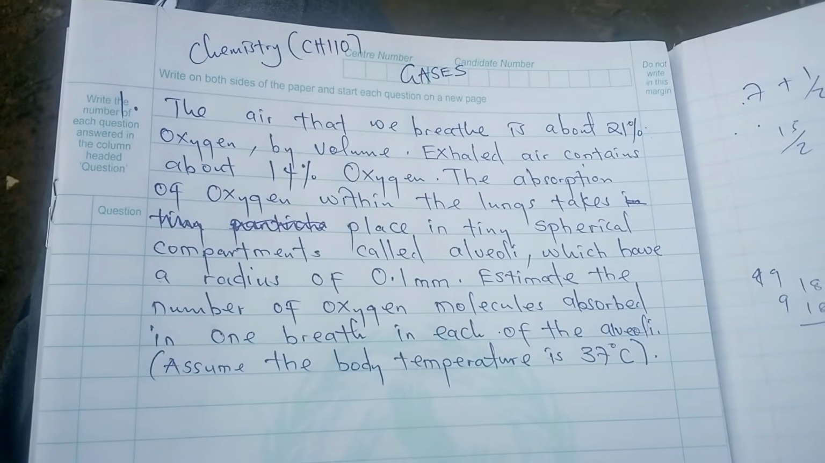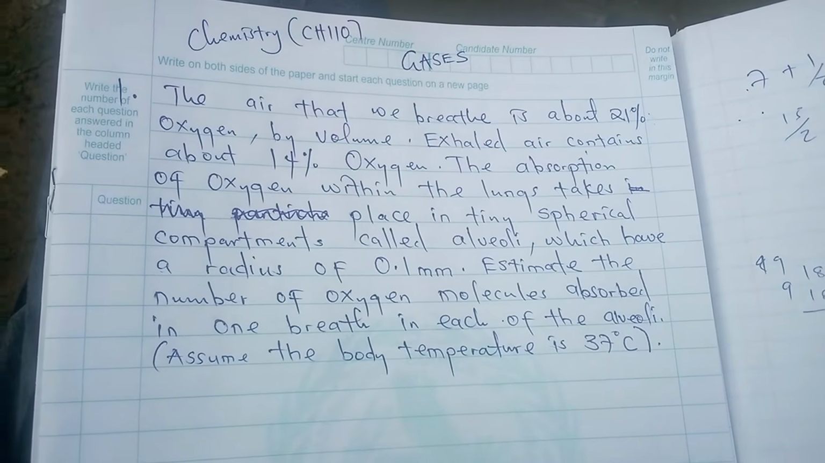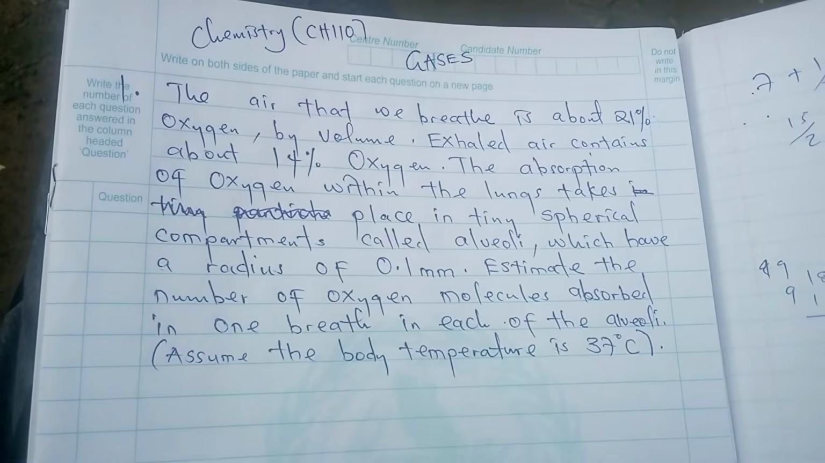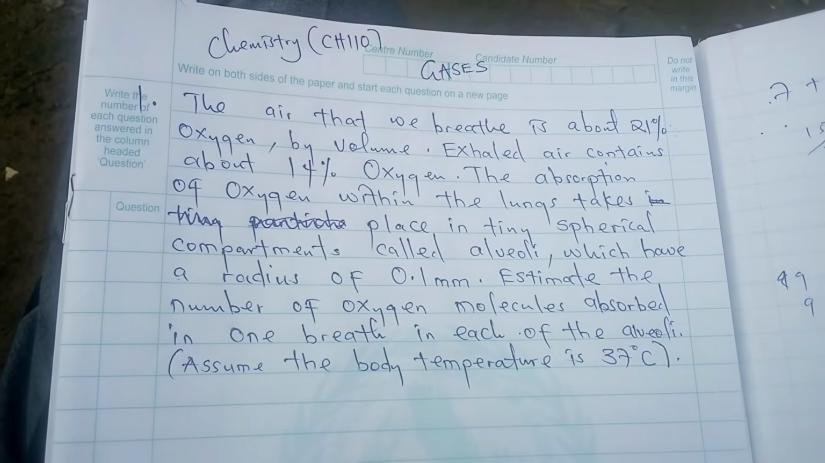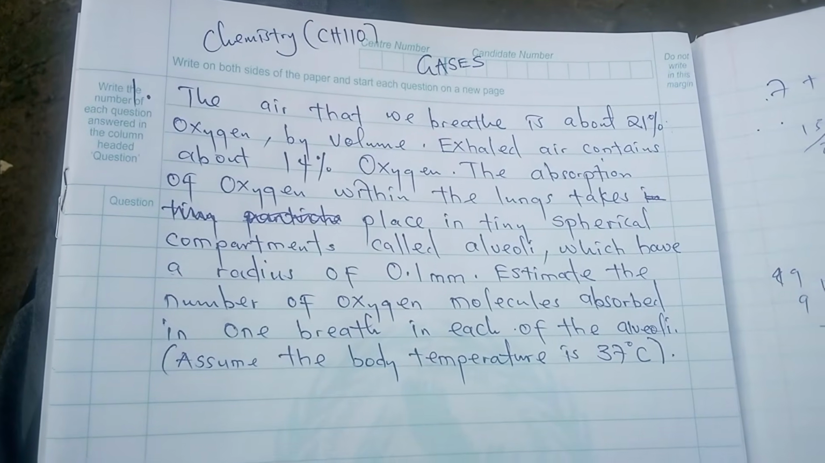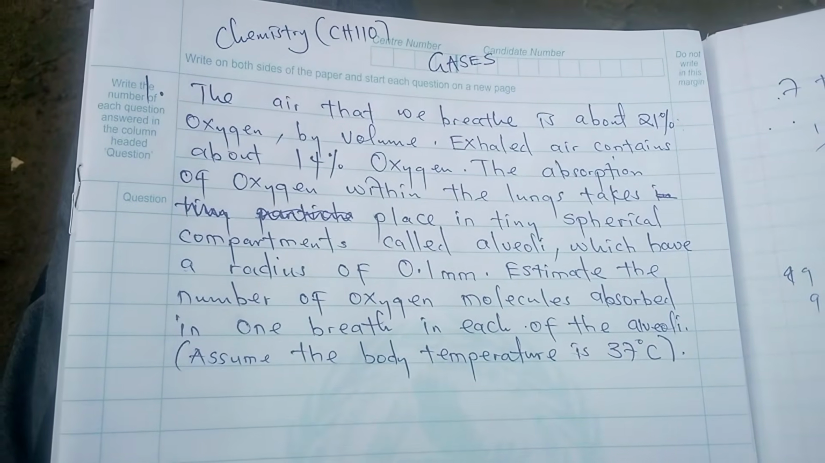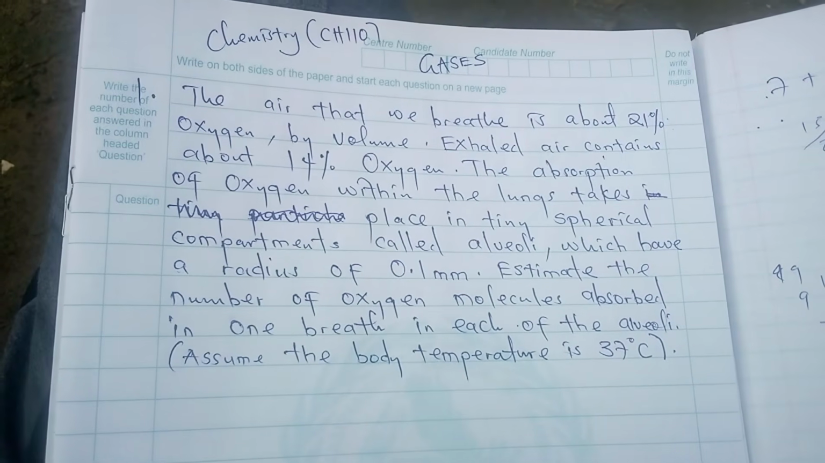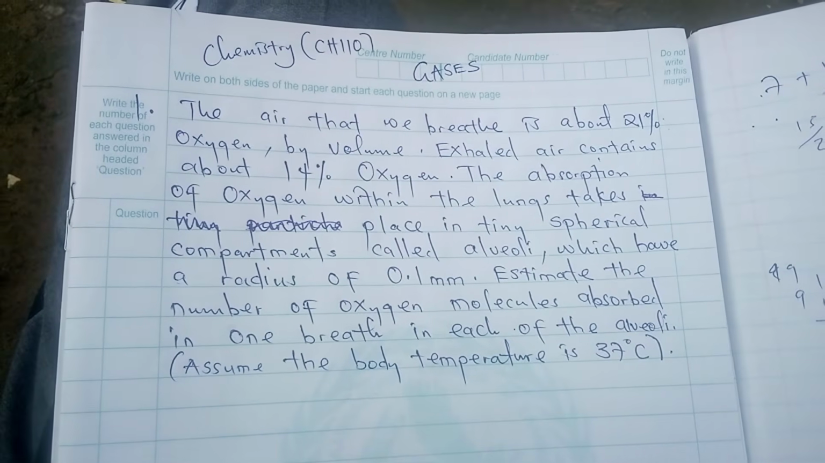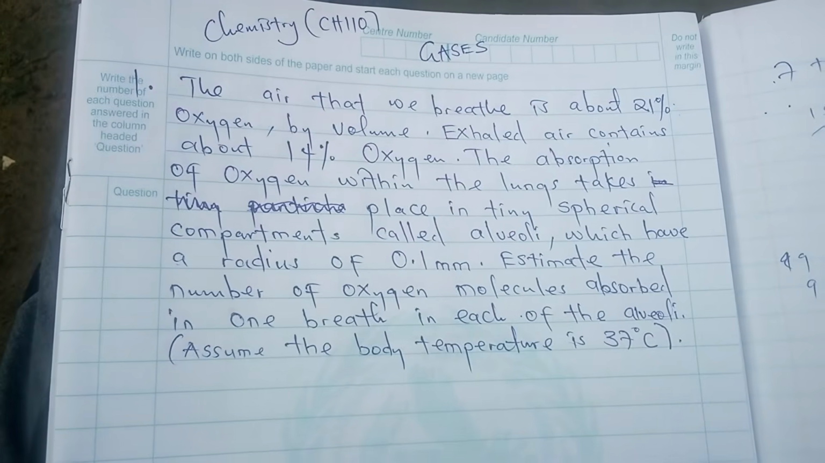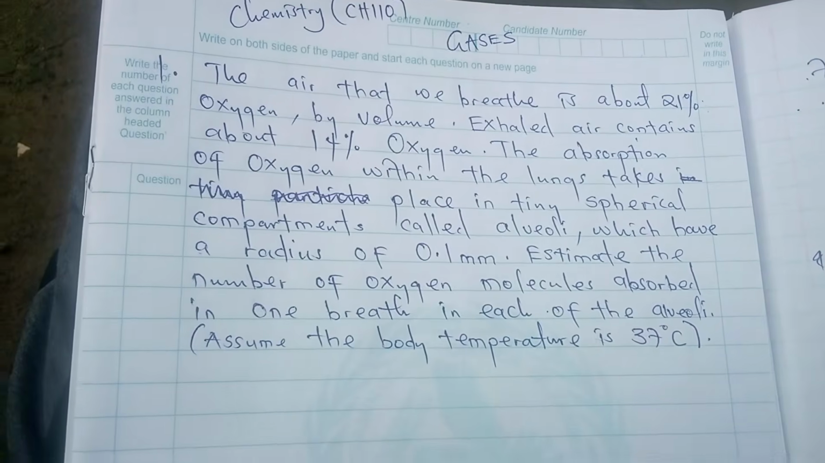The question reads: the air that we breathe is about 21% oxygen by volume. Exhaled air contains 14% oxygen. The absorption of oxygen within the lungs takes place in tiny spherical compartments called alveoli, which have a radius of 0.1 millimeter. Estimate the number of oxygen molecules absorbed in one breath in each of the alveoli. Assume the body temperature is 37 degrees Celsius.